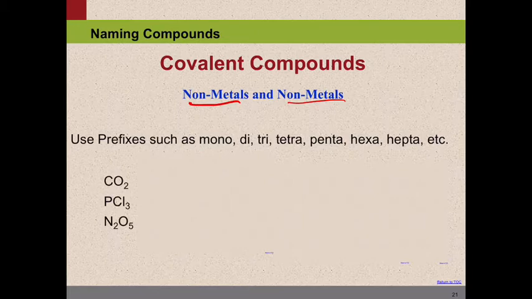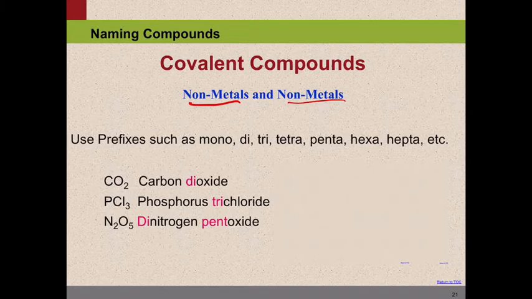And let's try these examples. There are 3 examples. See if you can name them. Again, pause the video. Try and name the examples. So, did you get carbon dioxide, phosphorus trichloride, and this one we have to put a dinitrogen pentoxide. Dinitrogen pentoxide. Note, we do not use mono on carbon dioxide.